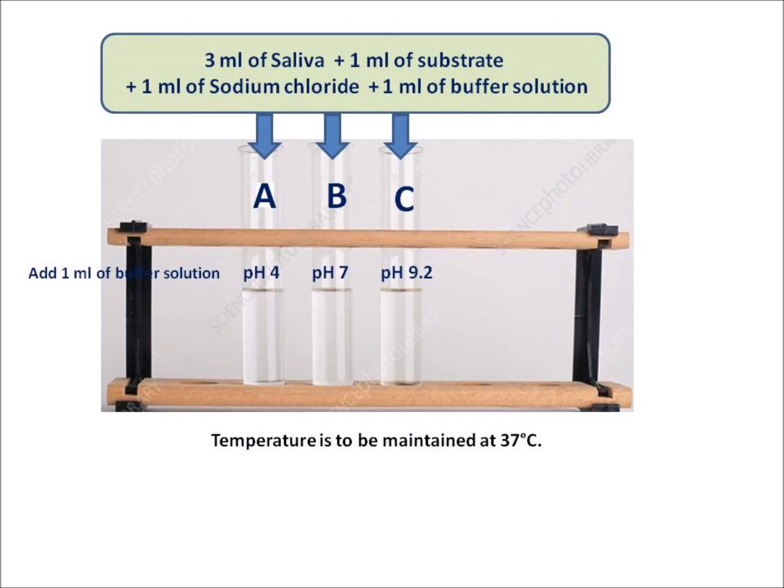Here take 3 test tubes and mark them as A, B and C. In each test tube, add 3 ml of saliva, 1 ml of substrate, 1 ml of sodium chloride and 1 ml of buffer solution. Buffer solution means pH 4 in test tube A. In test tube B, pH 7 and in test tube C, pH 9.2. 1 ml of buffer solution should be added. The 3 test tubes should be incubated at room temperature for an hour.